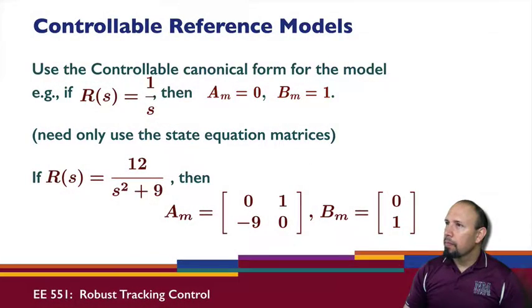In terms of the controllable reference model, suppose we don't have a disturbance, but we just have a reference R of S. Then this is going to be the controllable canonical form for this transfer function. If this is the reference signal we're working with, that is a sinusoid with frequency 3, that is square root of 9, this is our reference model. So AM and BM, again, this is controllable canonical form for this transfer function. So this is the robust servo mechanism. And I recommend looking at the practice problems to see an example of this.